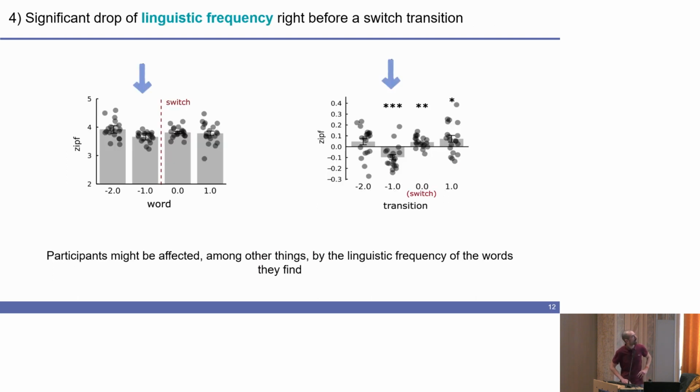And the last behavioral evidence I want to show you is that within these clusters, the last word of the cluster is significantly lower in linguistic frequency as compared to the other words. So this means that you can think of this as participants running out of words to say in that cluster, and then they say the least frequent word.